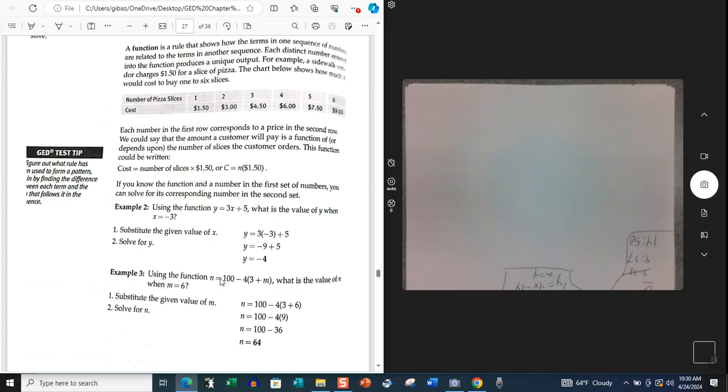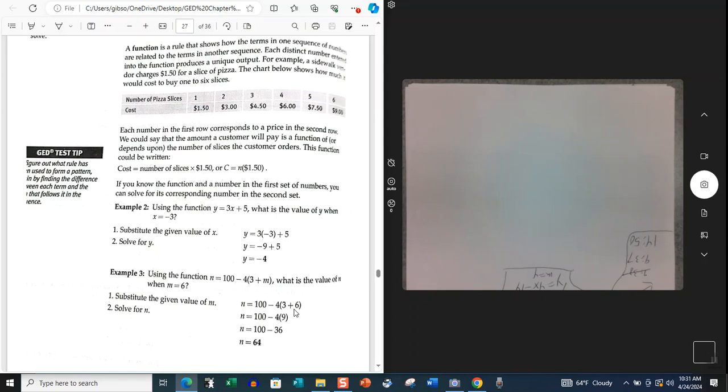Now it says using the function n equals 100 minus 4 times the parenthesis of 3 plus m. What is the value of n when m is 6? So we'll substitute in 6 for m, and it's shown here. So it says substitute the given value for m, so we have 100 minus 4, and then in parentheses we add 3 plus 6, because m is 6.